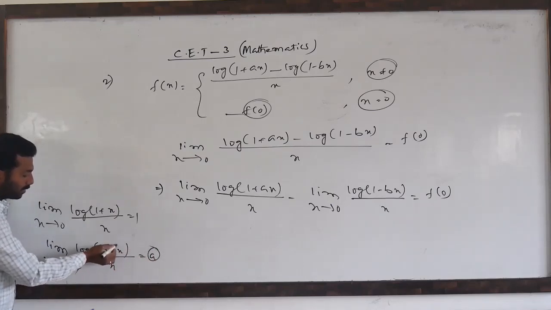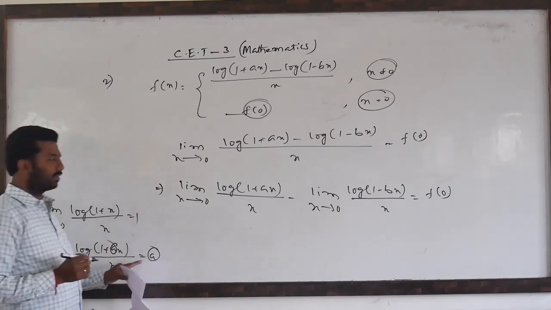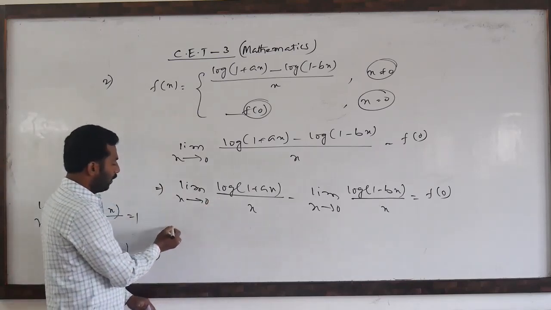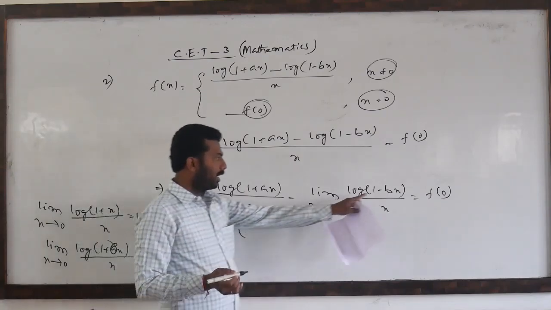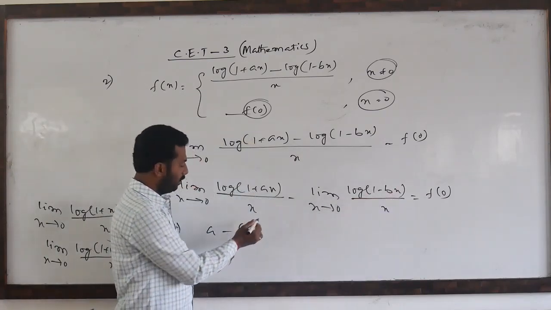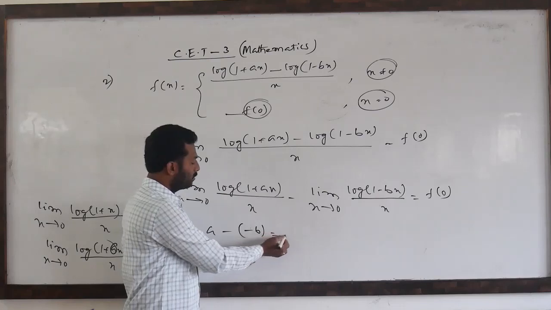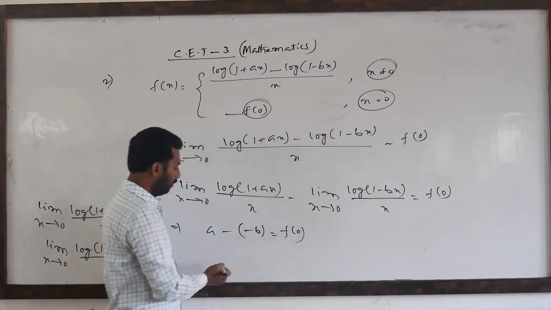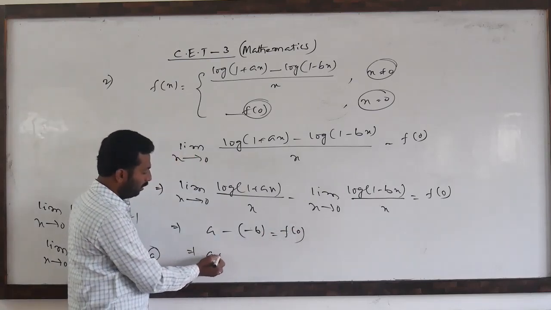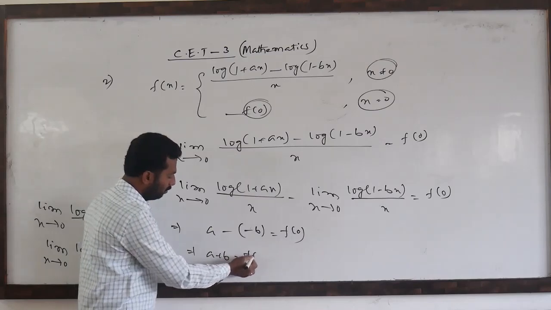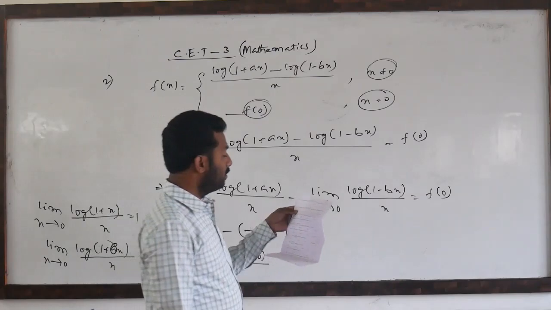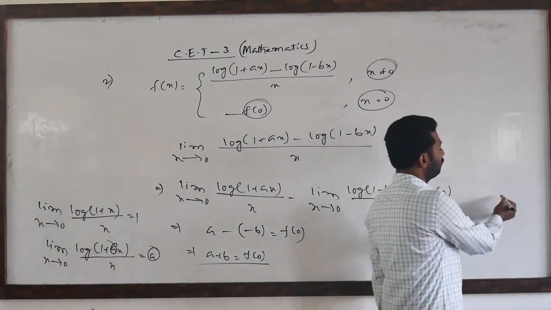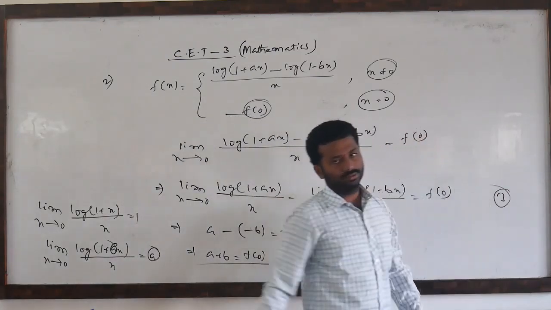Similarly, limit x tends to 0 of log of 1 plus ax divided by x is there. Whatever the x coefficient is, that is the answer. So a. Finally this is a minus, here the x coefficient minus b is there, so this is also minus b, equal to f of 0. So finally a plus b equals f of 0. So f of 0 value is a plus b, which means the answer is the third option.